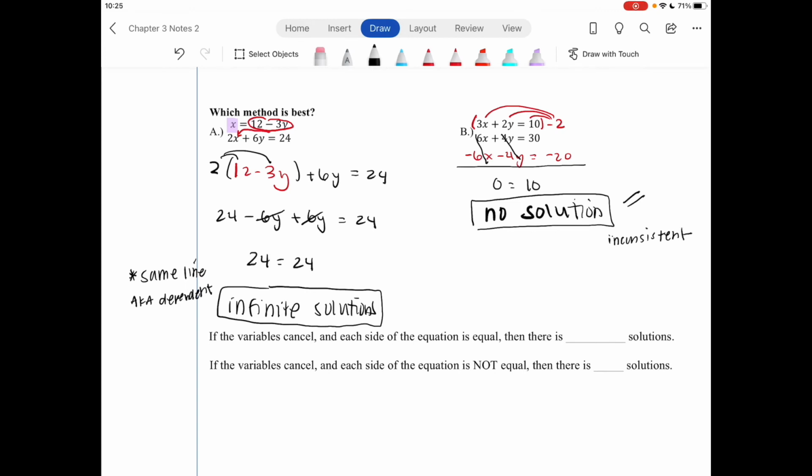So now we've looked at some examples where we have solutions, where we have infinite solutions, and no solutions. If the variables cancel and each side of the equation is equal, then there will be infinite solutions. But if the variables cancel and the sides of the equation are not equal, then we will have no solution.